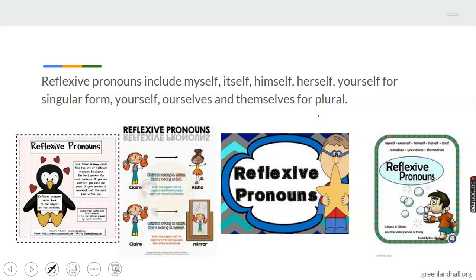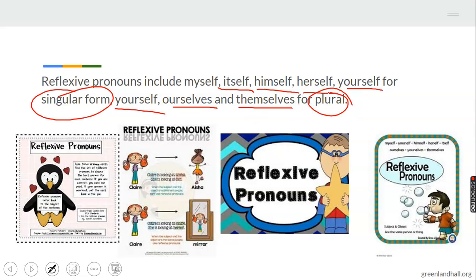Okay. Now let's see. Reflexive pronouns include myself, itself, himself, herself, yourself for singular form. When you use itself, himself, herself, yourself, it refers to singular form. But when you use yourselves, ourselves, and themselves, these are plural. For example, you cannot say Laura cannot carry the bag themselves. That sounds hilarious, doesn't it? So Laura cannot carry the bag herself. It's just singular. Okay? But when it is now going beyond more than one person, we use the plural form.